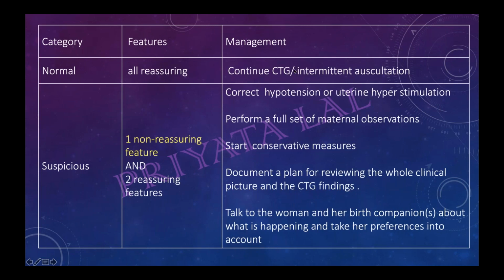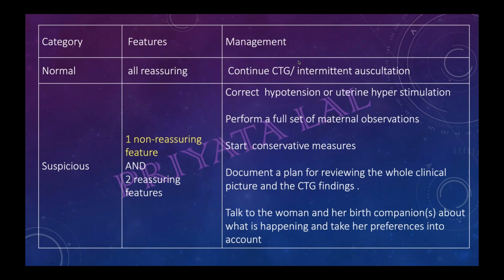Now this is category. If they ask category, you have to answer NSP. Just remember NSP. N is normal. All reassuring features, we are happy, so we can continue with the CTG.